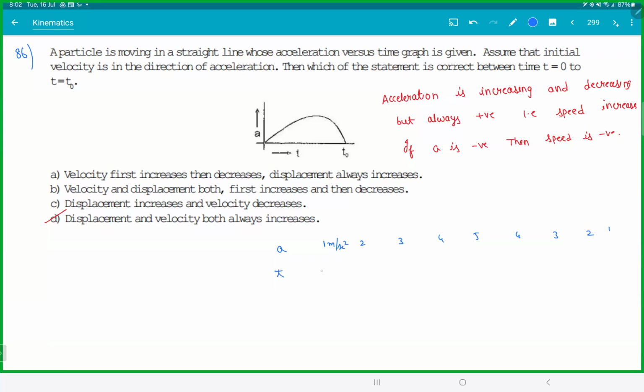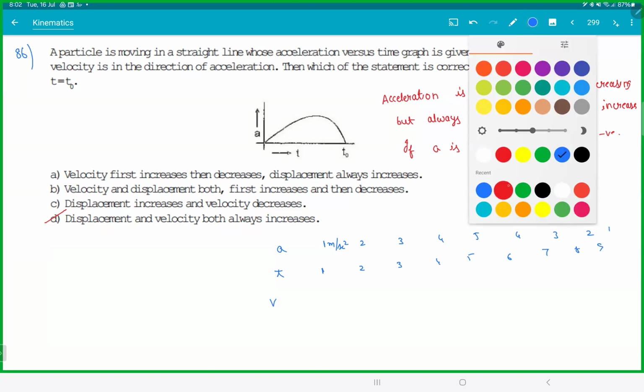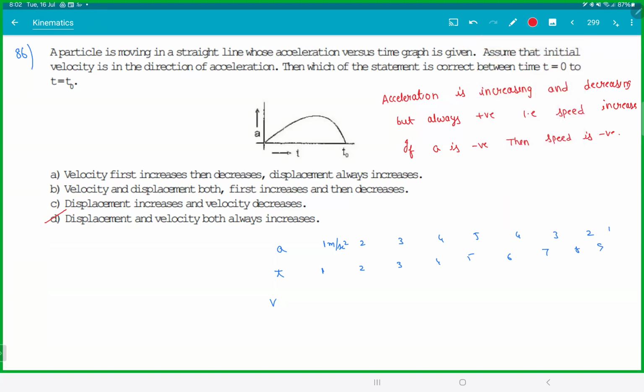Let's say time is 1, 2, 3, 4, 5, 6, 7, 8, and 9. Let's look at your speed, okay? Now you tell me, you're starting from 0. If your acceleration is 1 meter per second square, v is u plus at, what will be your speed? 1 meter per second? Then your acceleration is 2. What did that mean? In 1 second, your speed will increase by 2 meter per second. So your speed will become 1 plus 2, 3.